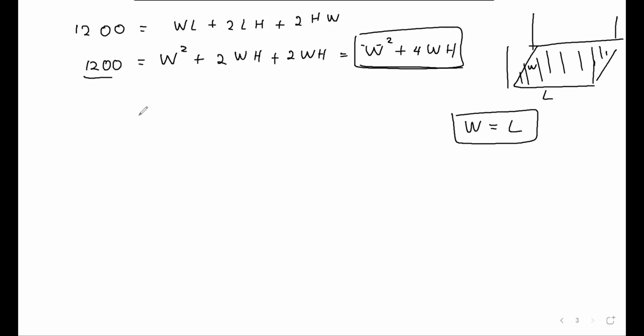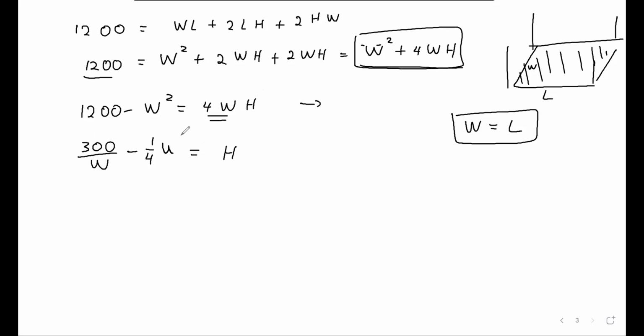And right now we can solve for H from this formula. Notice how 1200 minus W squared is 4WH. And if we divide by W here, we're going to get H equal to, on the left side, 1200 divided by 4W, which is 300 over W, minus W squared over 4W, which is 1/4 W. Okay, so it's going to simplify to that. And that's going to be my H.